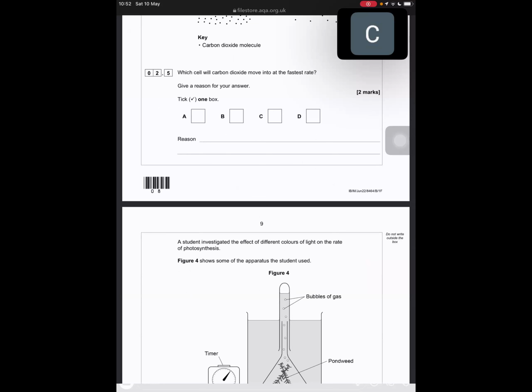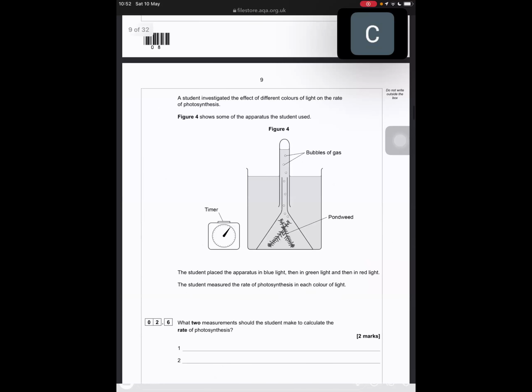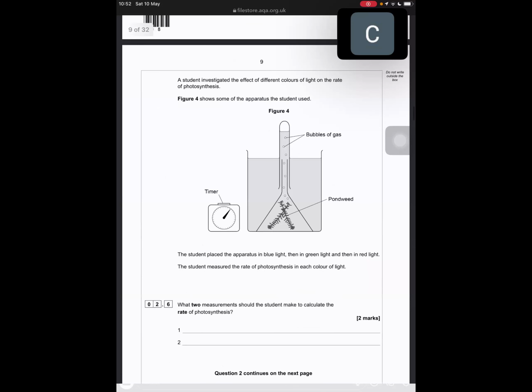Okay, of course, an experiment will follow. So what are they really interested in? What two measurements should the students take to calculate the rate of photosynthesis? Obviously, the height of the gas that's coming out from the conduit. So you can see those bubbles of gas there, right? Those bubbles are showing that the conduit is producing oxygen as it's coming out.